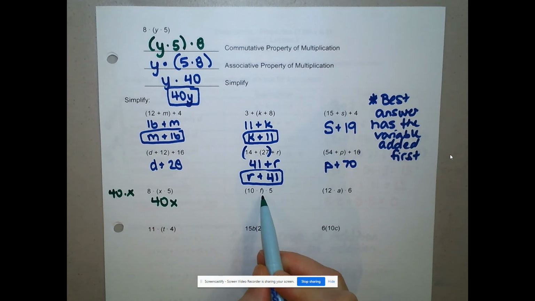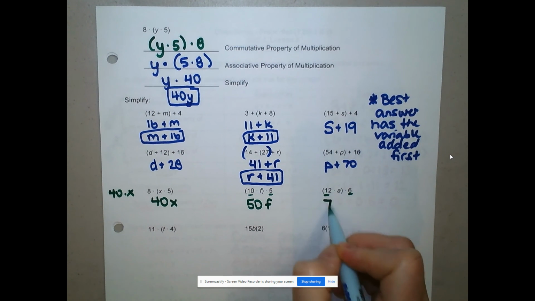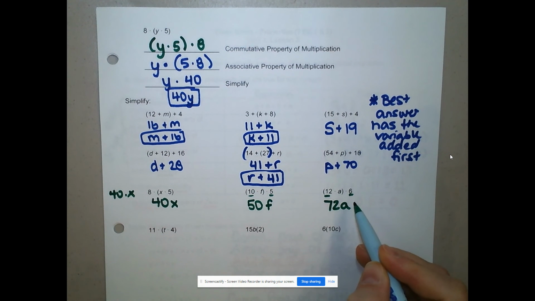So 10 times f times 5. If I think about doing the 10 times 5, I would get 50. And the f, no dot, number comes first. 12 times a times 6. I'm going to multiply the 12 and the 6 since everything is multiplication and get 72a. So notice that when it's multiplication and the number and the variable are attached, we're writing the number first and the variable second.